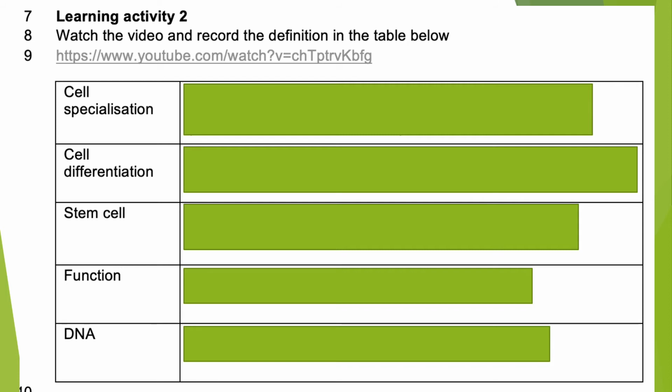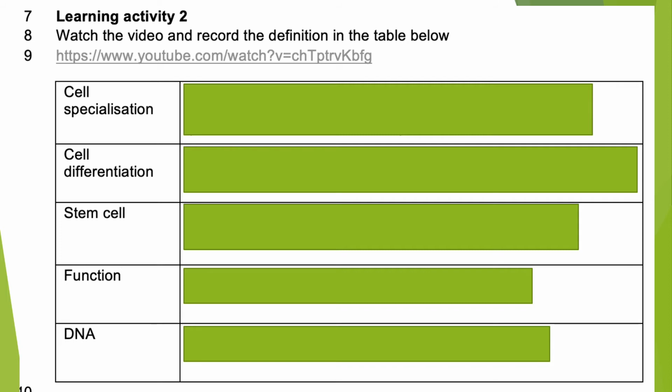What you're going to do is you're going to basically define the words on the left here. So tell me what cell specialization is, tell me what cell differentiation is, what is a stem cell, what's the function of a stem cell, and what is DNA. Okay, so pause the video really quickly and I'll let you do that. Perfect. So let's go through these.